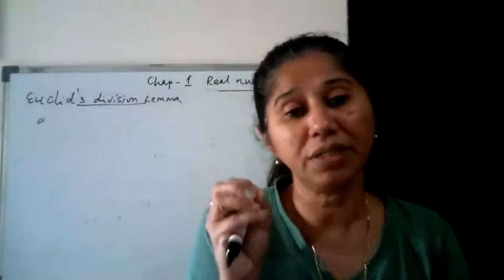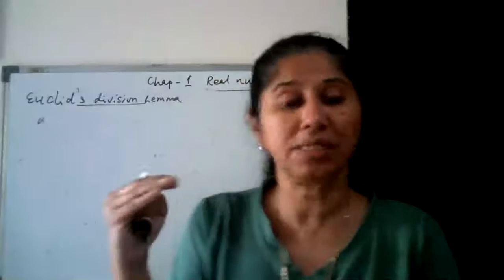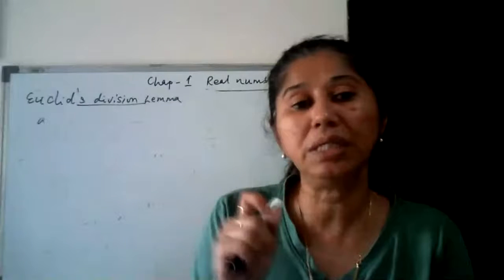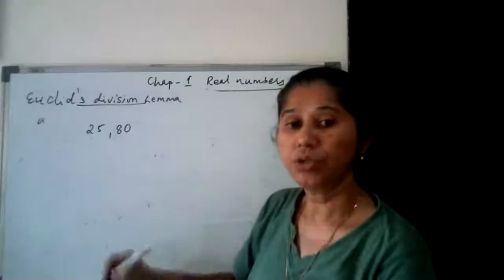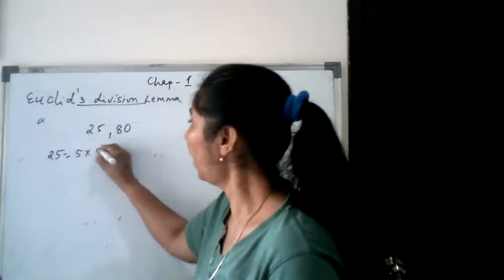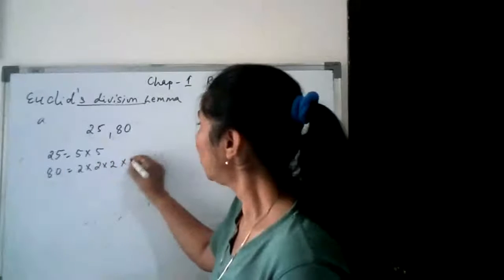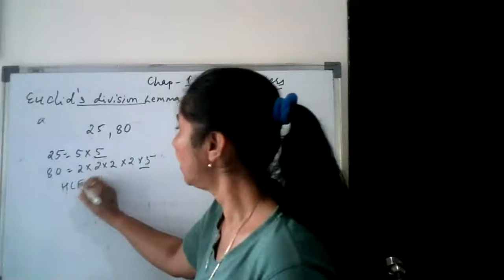Now this concept of HCF and LCM, we have done in the lower classes. So we utilize that to find out HCF by Euclid's division lemma, but we are following certain steps. So sometimes it is written as Euclid's division algorithm also. How does it have to be done? Say for example, we take 25 and 80. You have learned the factorization method, where you write 25 as 5 into 5, and 80 as 2 into 2 into 2 into 2 into 5. Then you take the common factor.